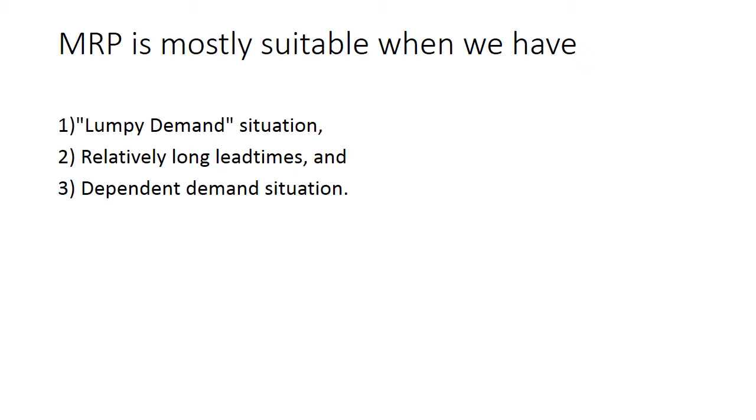Number two, your demand is relatively long in terms of lead time, meaning you can't get the items right away. Items take maybe 3, 4, 5 days, maybe a week, maybe 2 weeks. So lead time has to be relatively long, not instantaneous. And number three, dependent demand situation, which I already explained in the previous slide.